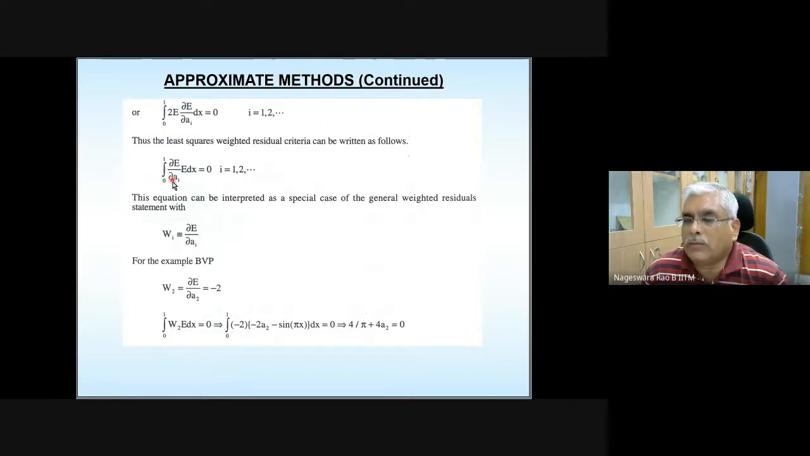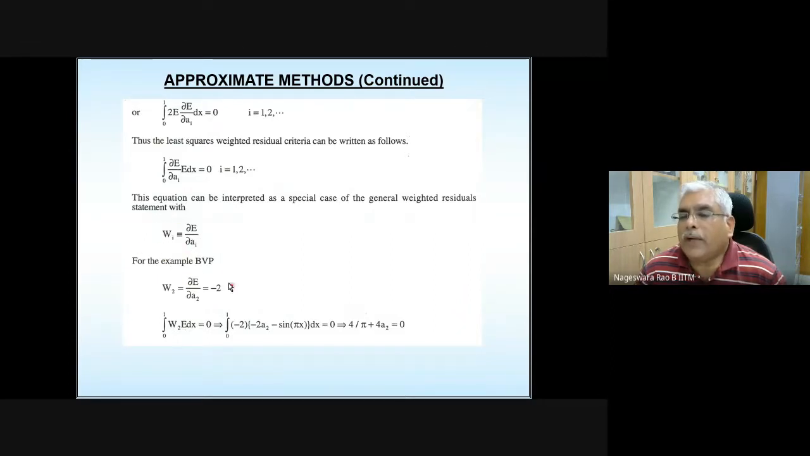Now look at this one. This is the problem domain, 0 to 1. Error is there and you are multiplying with some function. That function I want to rephrase, whatever I told you earlier. So now I am telling you, in the least square weighted residual method, the weight function is the partial derivative of error with respect to the unknown coefficients. A slightly modified definition. So I can say this equation can be interpreted as a special case of the general weighted residual statement with the weight function as this one.